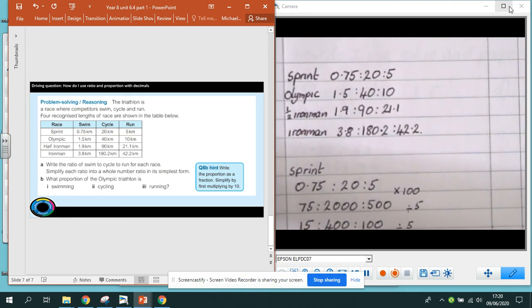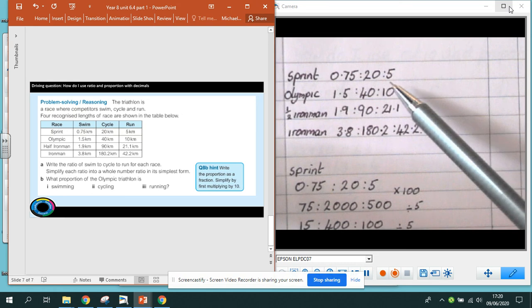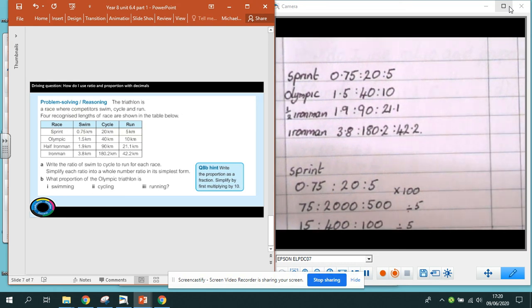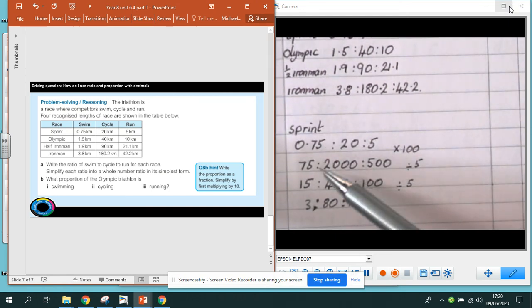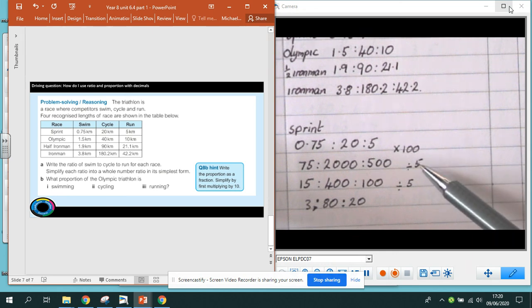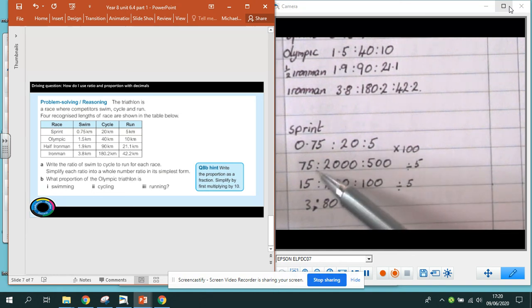So the first thing I did was I just wrote down the numbers again, so I have them there. So the sprint, to turn them all into whole numbers, I had to multiply by 100, and I then divided those numbers by 5, and then I divided those numbers by 5 again, and I got 3 to 80 to 20. I could have just divided by 25 right at the beginning, and I would have got the same.